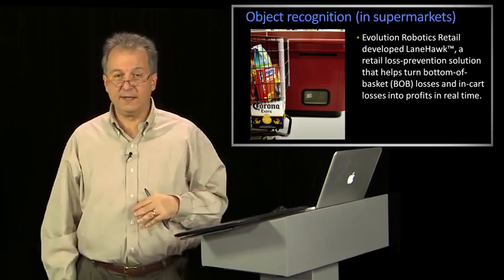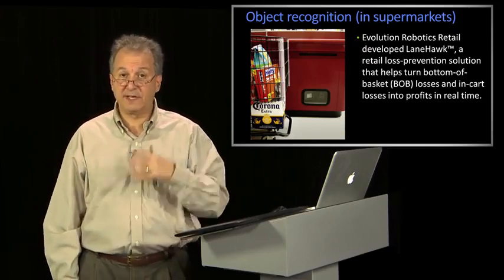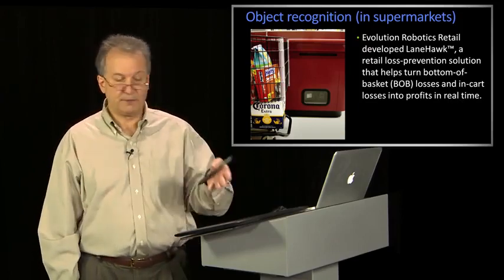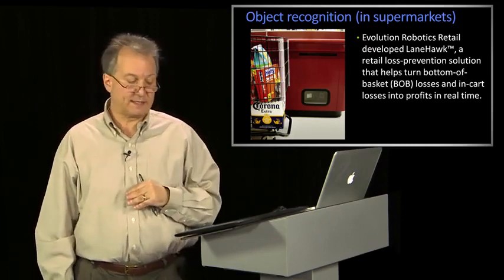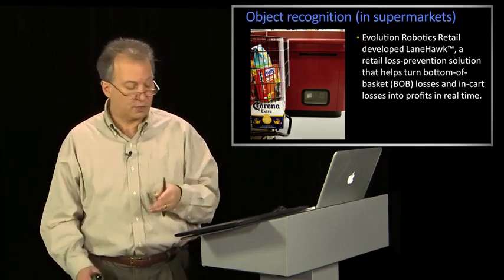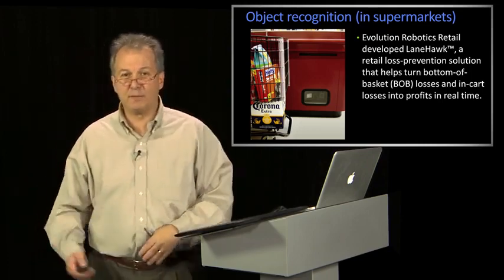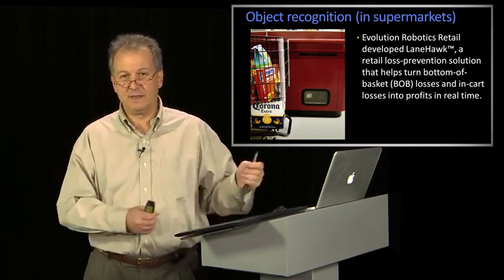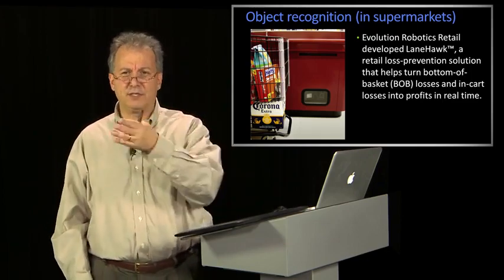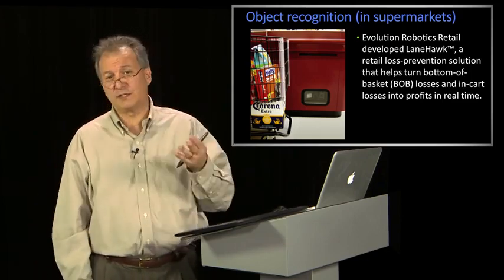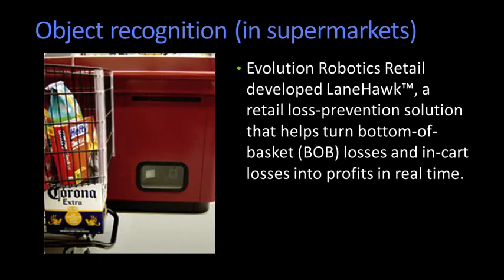In sort of a related way, there's a lot of technology these days involving object recognition. So there is this company, Evolution Robotics, that had developed this thing called LaneHawk, which basically prevented some of you, none of you, from putting stuff on the bottom of a basket and then wheeling it out and forgetting to mention to the cashier that it was there. This is actually a huge problem. And this system, you can see the camera here, right? See, that's a camera down here looking at this.